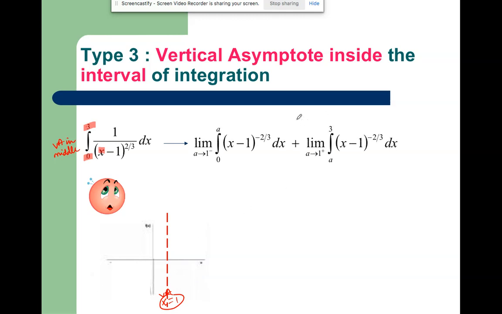I have to do 2 again. I have to go from 0 to the improper integral, to the vertical asymptote, and then the vertical asymptote to the stop. So you have to break it up. This time I don't get a choice of where to break it up. I have to break it up at the vertical asymptote. And then I just have to do math. Notice here I'm approaching 1 from the left. Over here I'm approaching 1 from the right.